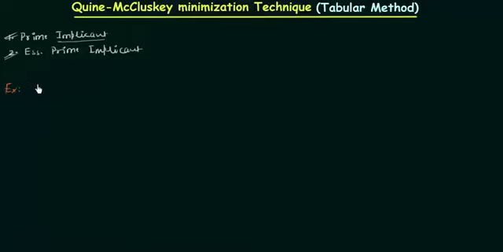Example, and let's say the function is y with variables a, b, c and d. A is the MSB, the most significant bit, d is the LSB, the least significant bit, and the minterms are 0, 1, 3, 7, 8, 9, 11 and 15. So these are the minterms, and we have the function y with 4 variables. Now I am taking 4 variables to explain the tabular method.